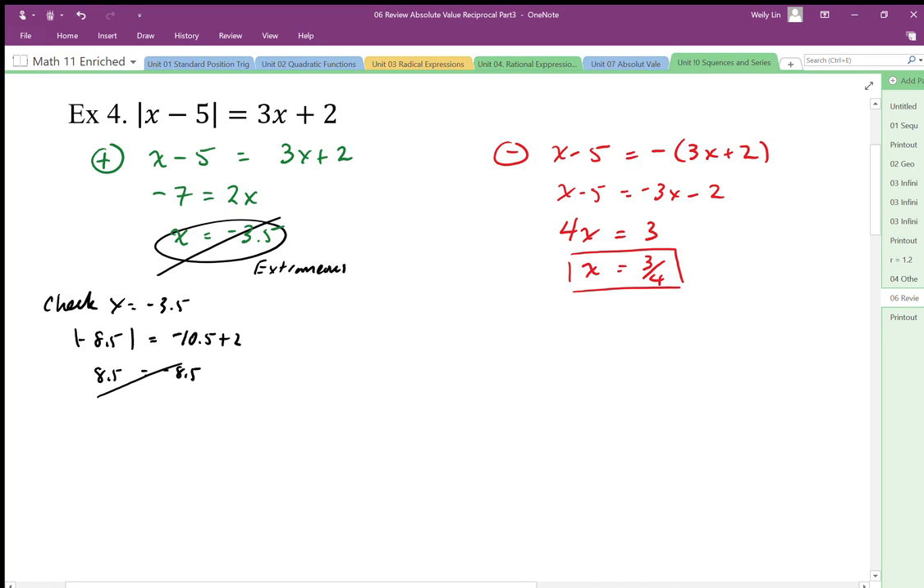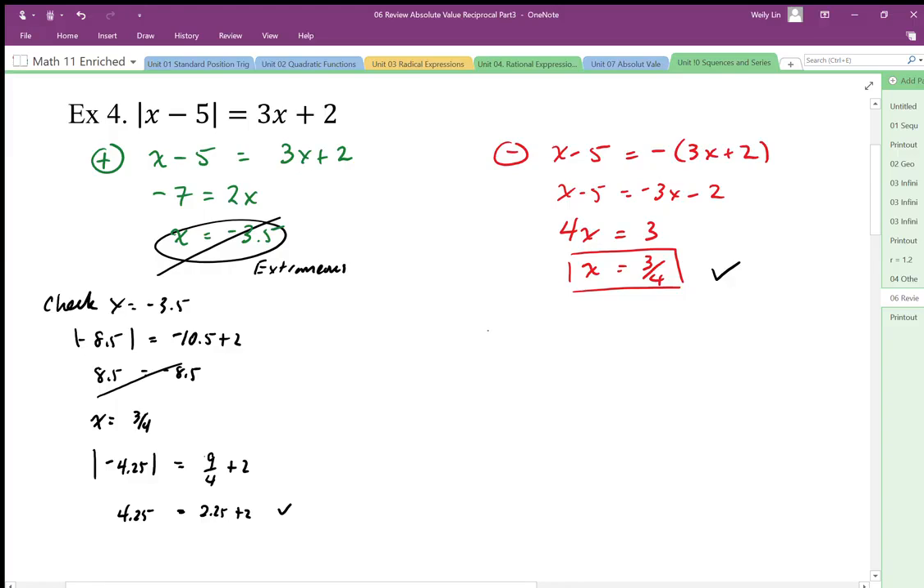Okay, so this one here, we check this one. So x equals 3/4. Plug it in. We're going to end up with negative 4.25 on this side. Absolute value. We plug in 3/4 into here. We end up with, that's going to be 9/4 plus 2. So this is 4.25 equals, that's going to be 2.25 plus 2. That checks. That's our solution. Now, one is extraneous, one isn't.